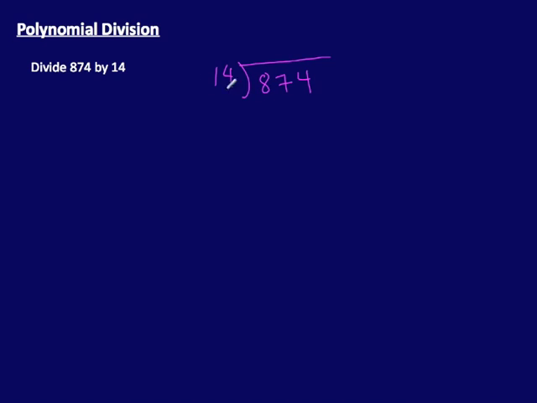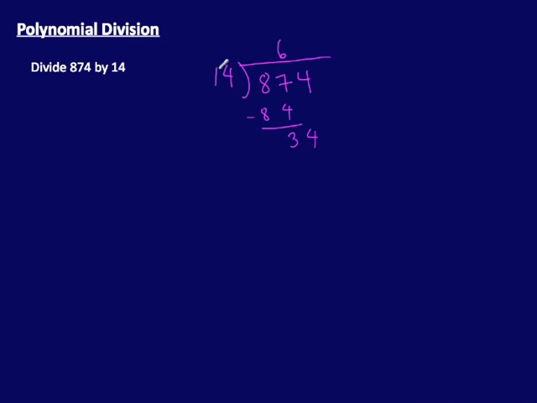Next, we look at how many times 14 goes into 87, how many times evenly does it go in. It goes in 6 times, because 14 times 6 is 84. Now we subtract 84 from 87. That leaves us with 3, and we bring down the 4.